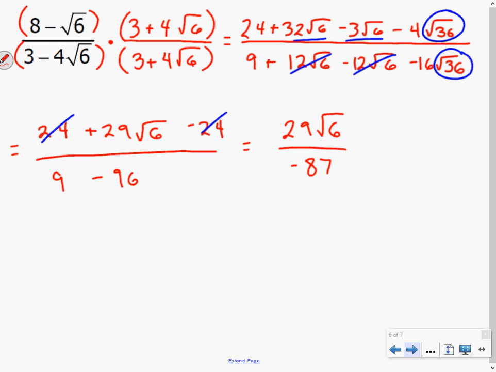So let's check and see, can we reduce? Okay, 29 over negative 87 is just negative 1/3. So this turns into negative square root 6 all over 3. Now I know this is a little tricky. There's a couple different things that we can do with division. If you can divide, you should always divide first. If you can't divide, that's when you need to consider rationalizing.